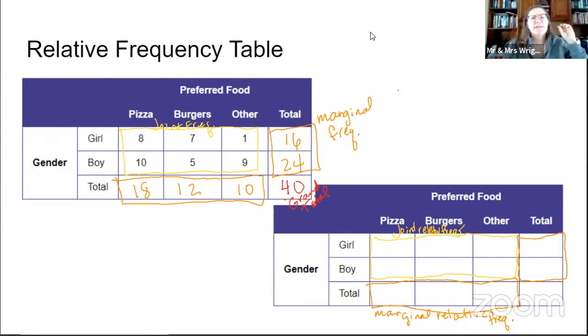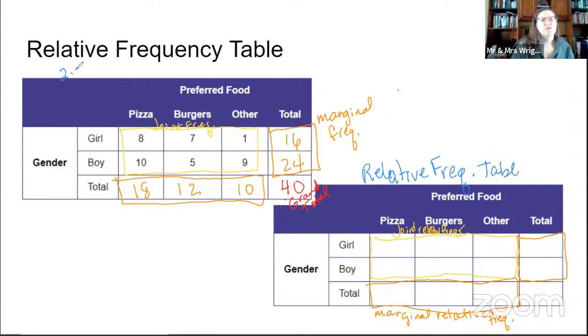Now, in order to find the joint relative frequencies, because this is going to be our relative frequency table. This was just our two-way frequency table. Now you have to have your two-way frequency table in order to figure out what your relative frequency table is. That's why it's listed here as well. So now that we have this, I'm going to do my joint frequencies in blue because yellow is a little hard to see.